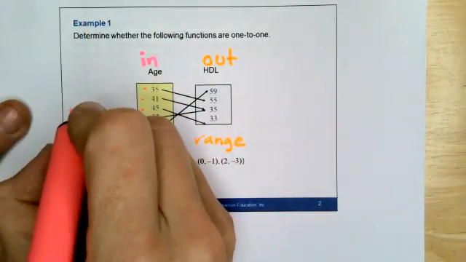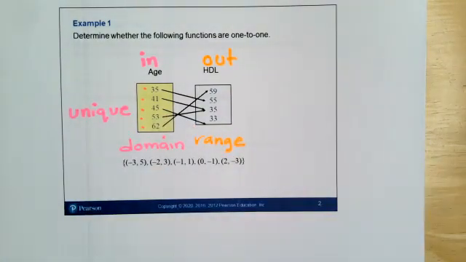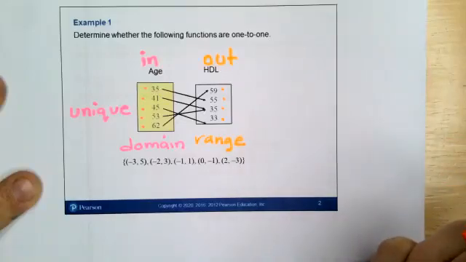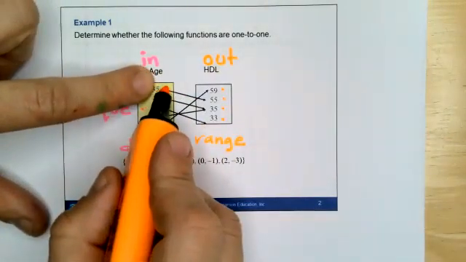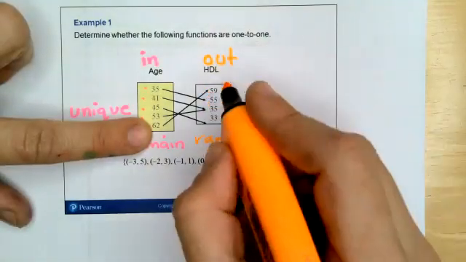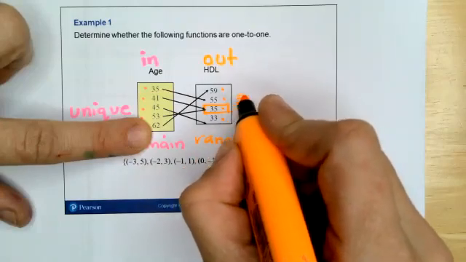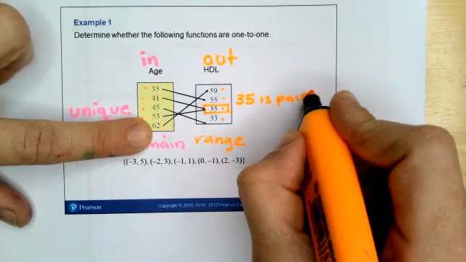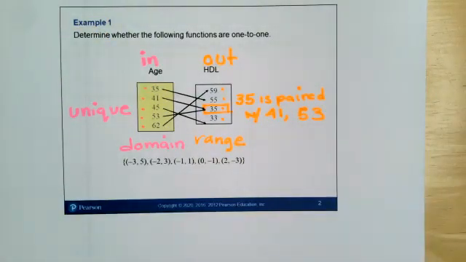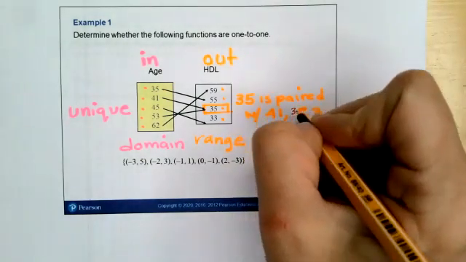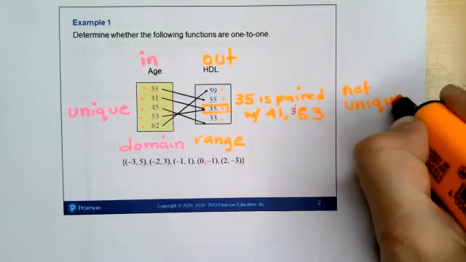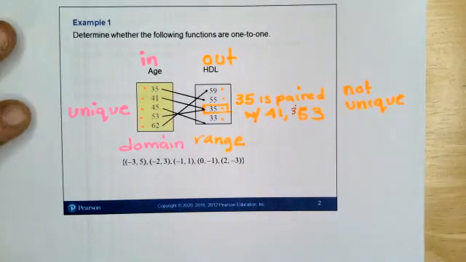This is unique. No x value is repeating. Over here, we have 59, 55, 35, 33. However, look at how the arrows are moving. This has one arrow coming out, one arrow coming out, one arrow coming out, one arrow coming out. However, this one has two arrows. 35 is not unique. 35 is paired with 41 and 53. So we would say not unique. If your y values are not unique, it is not a one-to-one function.